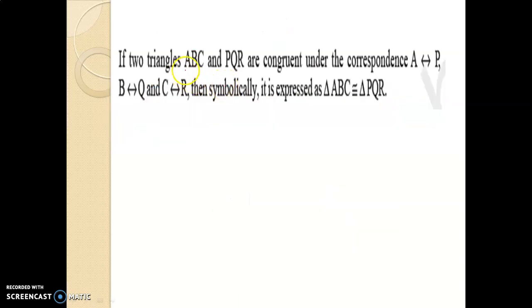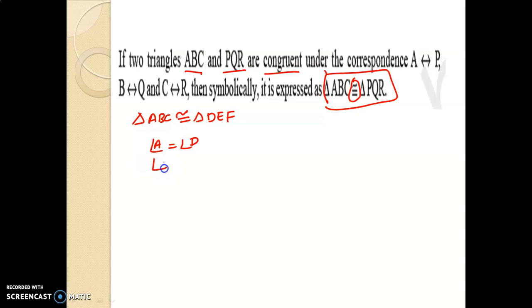And the 2 triangles ABC and PQR are congruent to each other. They are denoted by like this. Okay, this is the congruency symbol. Okay, so when the 2 triangles, for example, triangle ABC congruent to triangle DEF means, okay, so angle A equal to angle D, angle B equal to angle E, and angle C equal to angle F. And this is the side property. Sorry, angle property. These are the angle property.